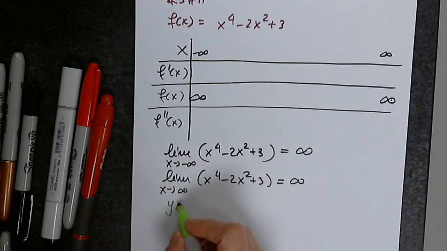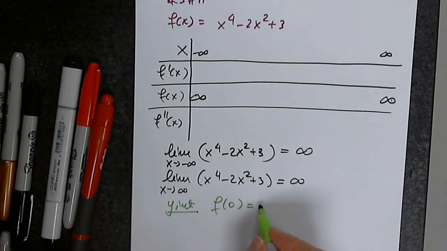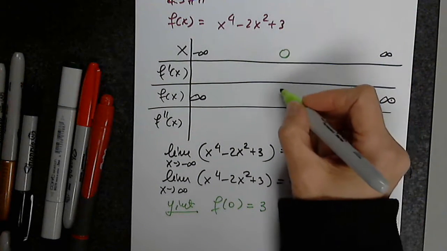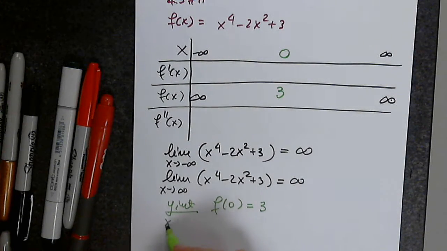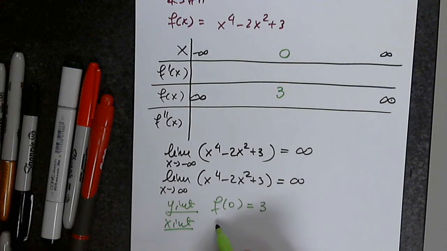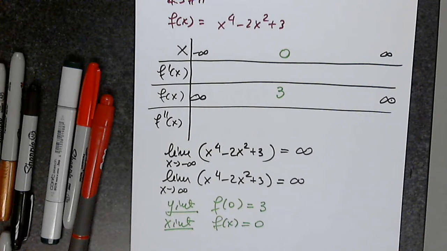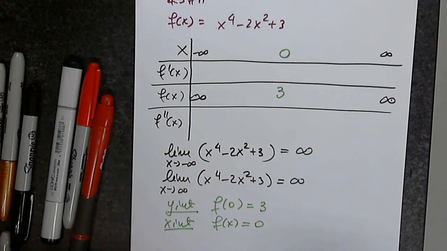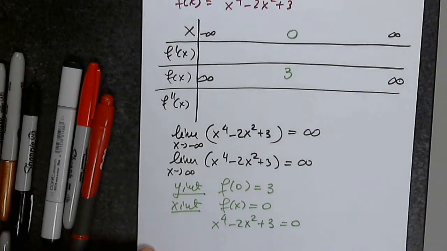So for the y-intercept, that's easy. I have to find f of 0, correct? And that is 3. So 0 and 3. Now for the x-intercepts, what do I have to find? Exactly. So I have to solve the equation f of x equals 0. So I have to find the x-intercepts or the zeros of the function, right? So then I have x to the fourth minus 2x squared plus 3 equals 0.